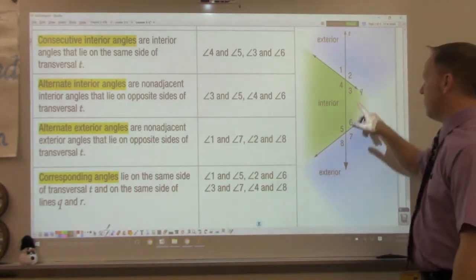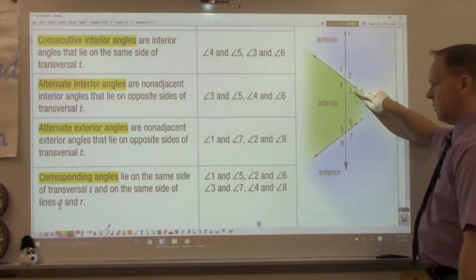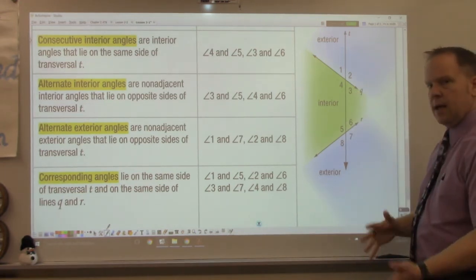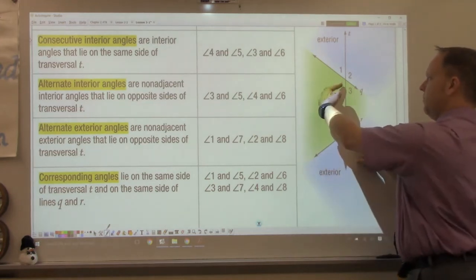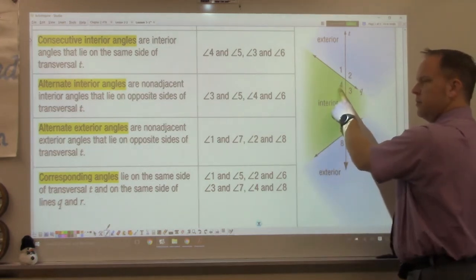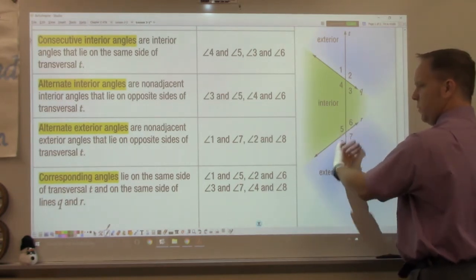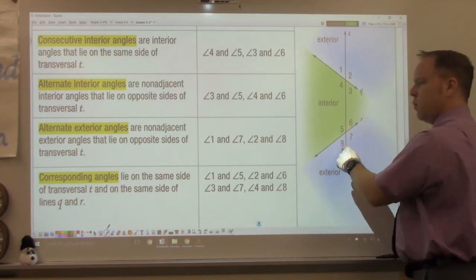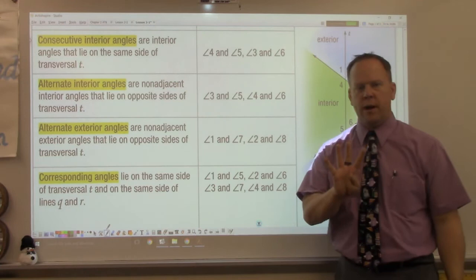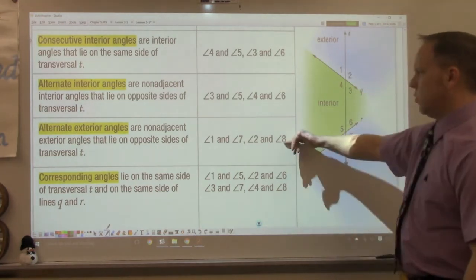Then move on to angle 3. Now we're on the bottom of line Q, but still on the right. So down here, who's on the bottom and on the right? Well, that's angle 7. And then the last pair, 4, now we're on the bottom, but now we jump to the left side. So down here, which one's on the bottom and to the left? Well, that would be angle 8. So 4 and 8. Again, corresponding angles are the only ones with 4 pairs of angles. All the others only have 2.